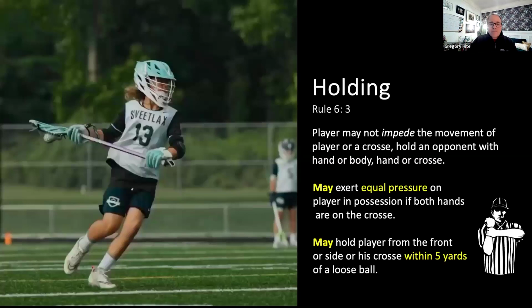Holding. A player may not impede the movement of a player or cross, hold an opponent with hand or body, hand or cross. They may exert equal pressure on a player in possession if both hands are on the cross. They may hold a player from the front or side of his cross within 5 yards of a loose ball. So people will say he's holding him, and I will say, yes, he is. It's a loose ball. They are both within 5 yards of the loose ball, and they are preventing him from getting the loose ball, right?